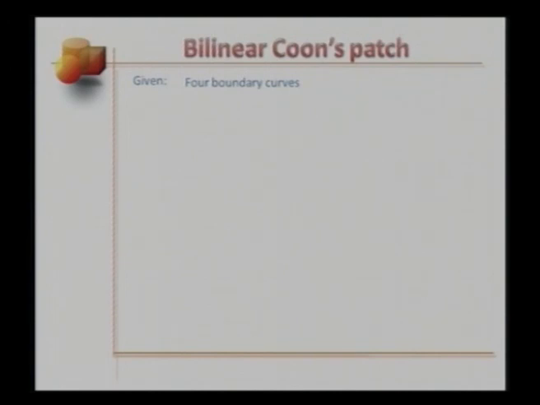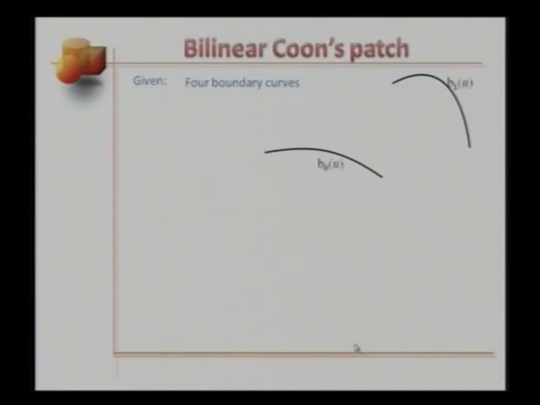The next model, bilinear Coons patch, given 4 boundary curves. In all the previous models, we had considered 2 boundary curves, and in the lofted patch, we had also considered cross boundary tangents at those two curves. But here, we work with 4 boundary curves. Of those, this is the first one, this is the second one. This boundary curve here is denoted by b sub 0 as a function of u, b sub 1 as a function of u. We have two more. These are denoted by a sub 0 as a function of v and a sub 1 as a function of v. This is the u parametric direction, and that is the v parametric direction.